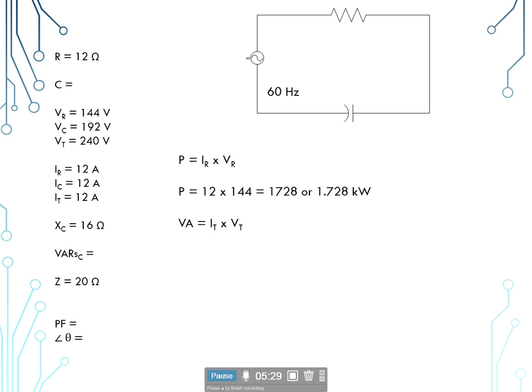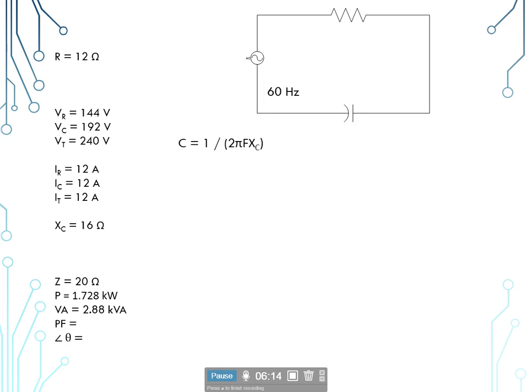Now, here's another new term, VA, and that is volt-amperes, is what it stands for. It is also called our apparent power, the power that it appears that the circuit is producing. And so VA is equal to I sub T times V sub T. And so our 12 amps times our total voltage of 240 volts will give us 2.88 kVA. And so it is measured in volt-amperes and not watts. That way we can distinguish the difference.